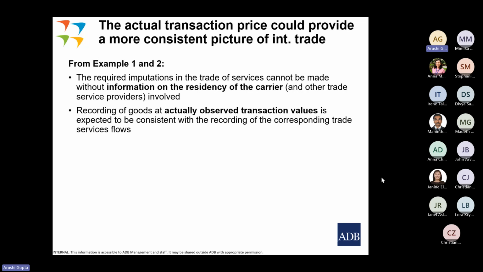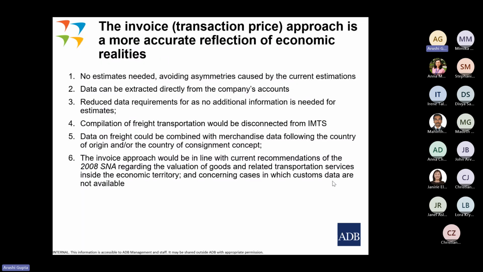Therefore, the third columns that we saw in each of the previous four examples illustrate a consistent recording based on the observed FOB or ex works transactions between the two parties. So therefore, several advantages can be seen of using transaction values. As no estimates are needed, we can avoid trade asymmetries caused by the current estimations. The data can be directly extracted from companies' accounts. The data requirements for compilers would be reduced since no additional information is needed to estimate.